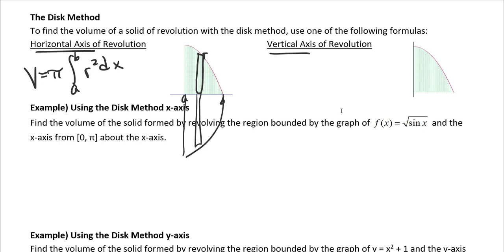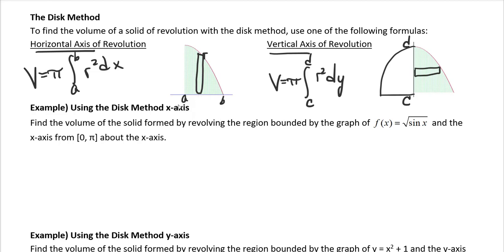For a vertical axis of revolution, the volume is equal to pi times the integral from c to d of r squared dy. In this case, this is from c to d up here, and our rectangles are going to be horizontal, or perpendicular to the y-axis. Again, this figure is going to come down here, and that's going to create our solid of revolution. Okay, let's get to some examples here.